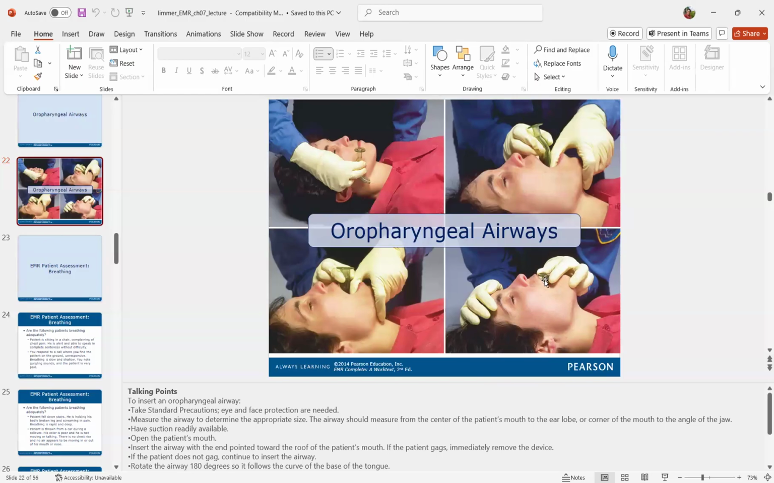This whole thing is going to come down. It's going to be coming down into here. The tongue's pushed forward. It's going to create that airway for us.